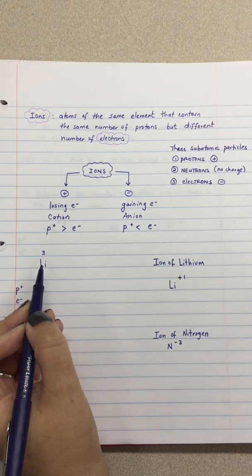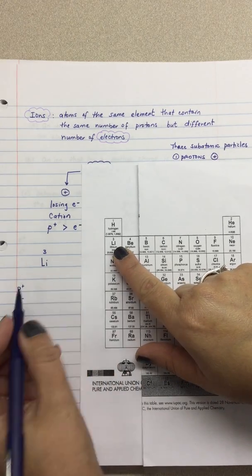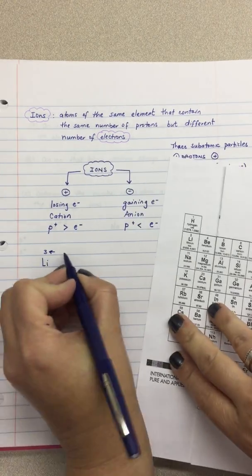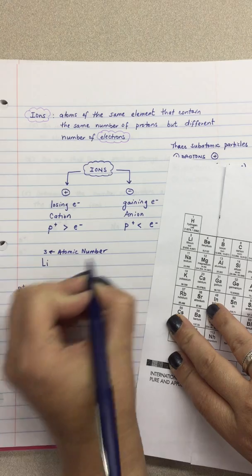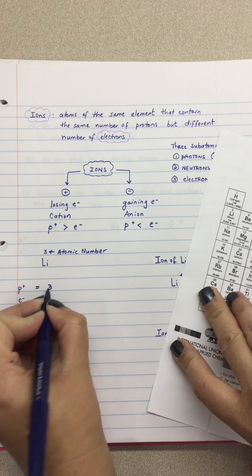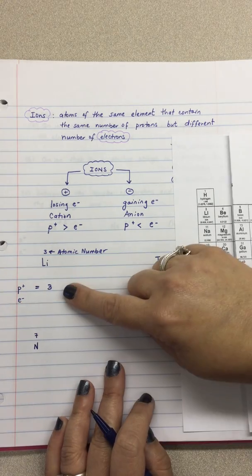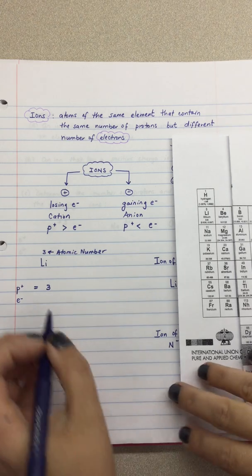So if you check the periodic table, lithium is element number 3. If your atomic number is 3, that means it contains 3 protons. So the number of protons for lithium, as it is in the periodic table with no overall charge, is 3, equal to the atomic number. Now, the number of electrons for lithium, with no overall charge, means that you have the same number of protons and electrons.